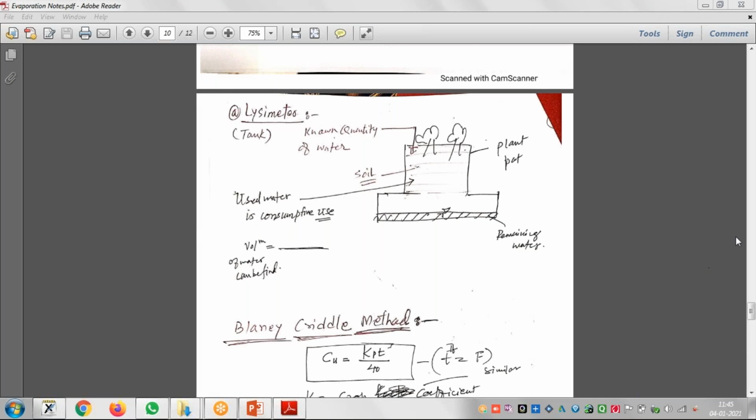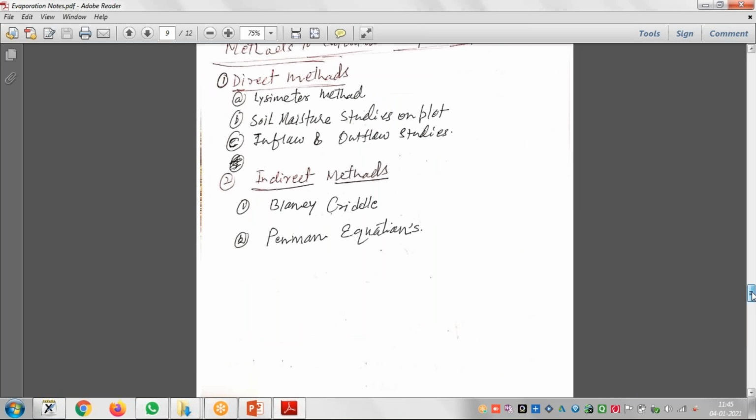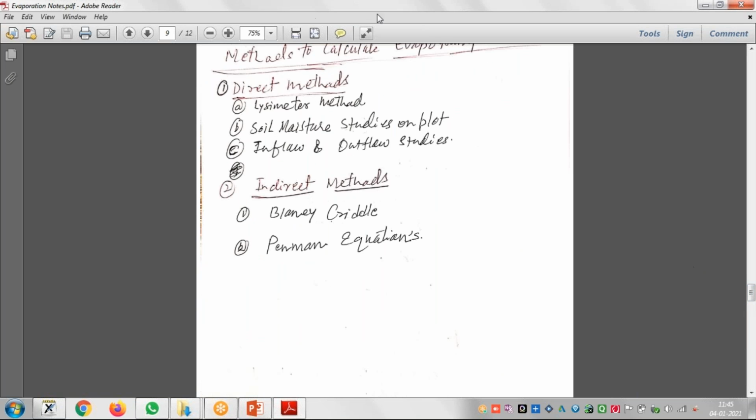Now, after that, some methods are called soil moisture studies on plot. It means we make one plot, and over this plot some quantity of water is added, and some quantity of water is collected. We note down that reading, and the remaining quantity is what the soil moisture used. That is the method. Similarly, the inflow and outflow study is the same.